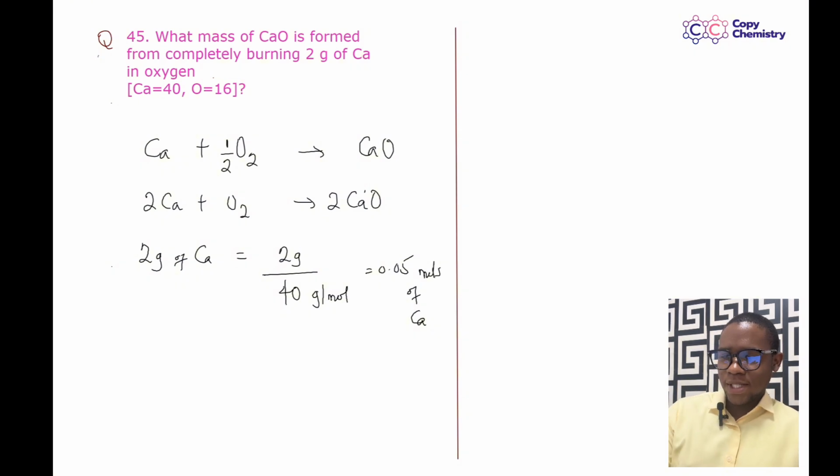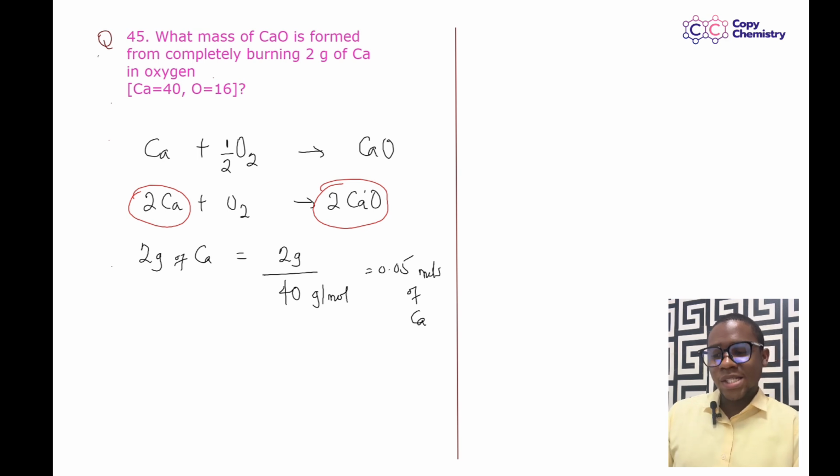What is the mass of CaO that should be formed? If we want to get the mass of calcium oxide, remember that from this, 2 moles of calcium produces 2 moles of calcium oxide. So that means if we have 0.05 moles of calcium, it's going to produce the same 0.05 moles of calcium oxide. Does that make sense? If it does, then it means that the number of moles of calcium oxide is just 0.05 as well.